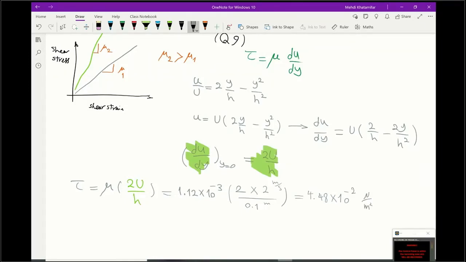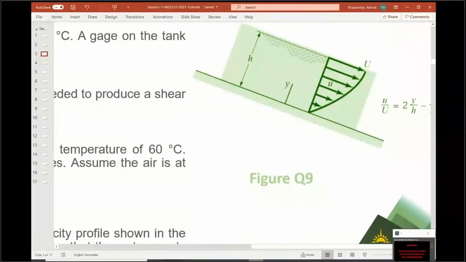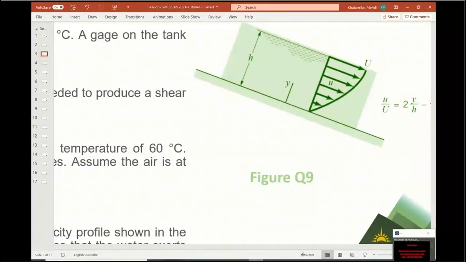It says tell us the direction of the stress. Because water flows downward, the stress is going to be in the direction of the flow, so downward. If the question asks what type of force or stress the surface applies to the water, it is going to be in the opposite direction. So surface to the water is going to be in this direction, water to surface is going to be in this direction.